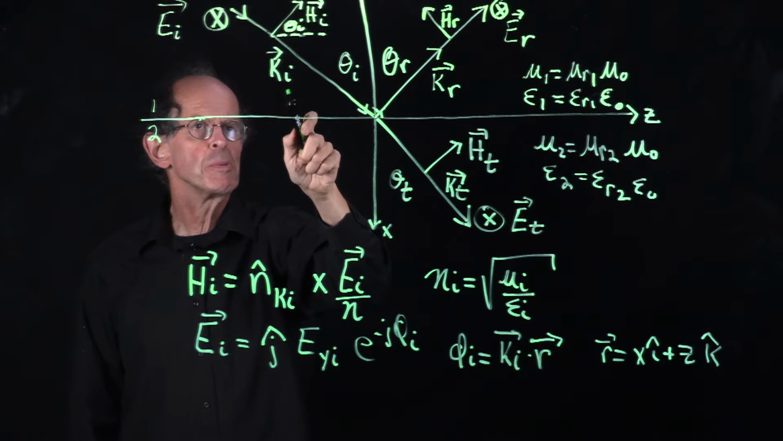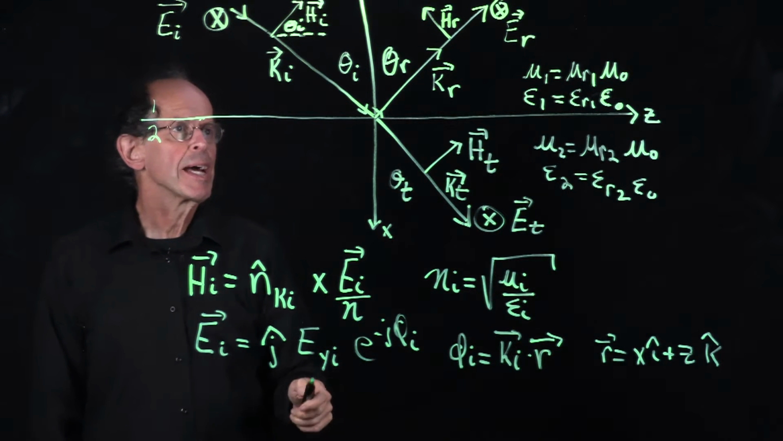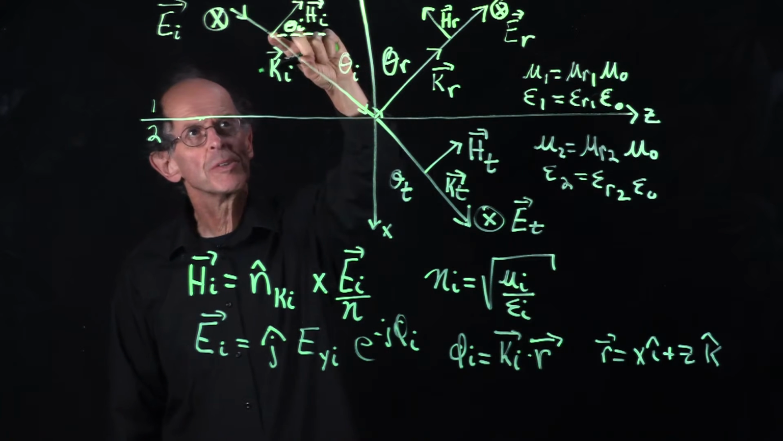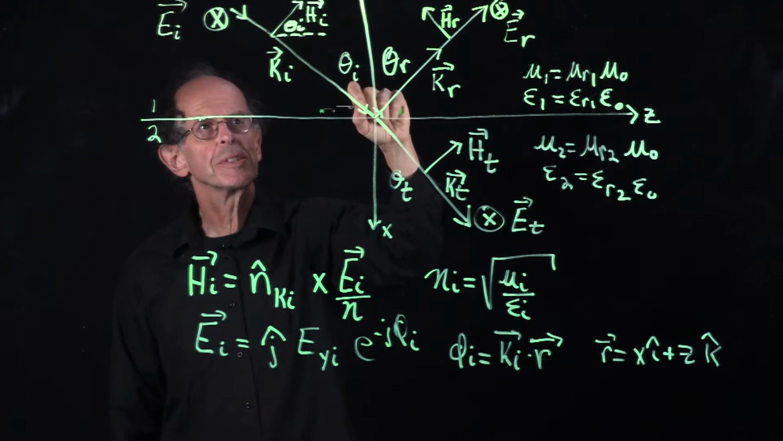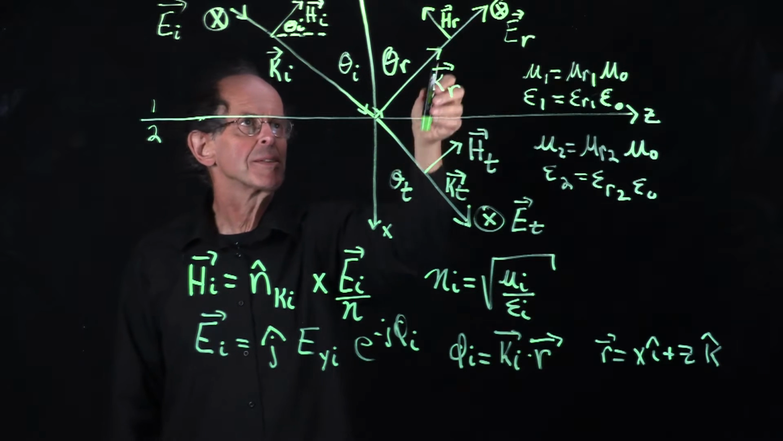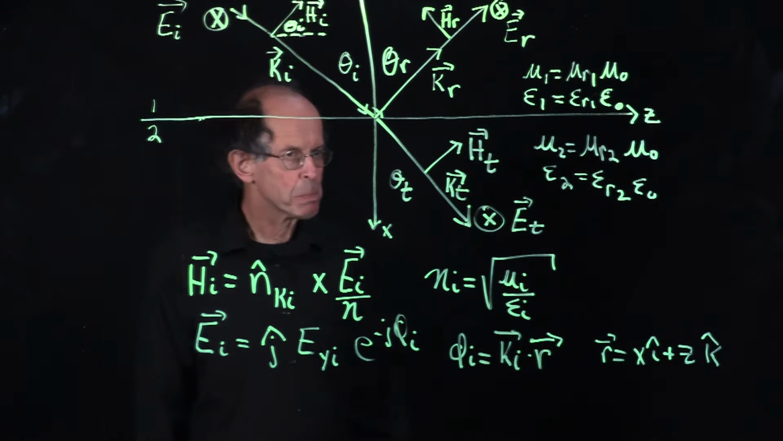So we have three wave vectors, ki, kr, kt, and we know how to compute those wave vectors in terms of a normal vector in this direction. We can see it from the geometry, and same here and same here. So that's the optics part.